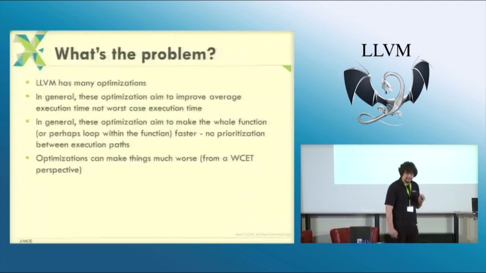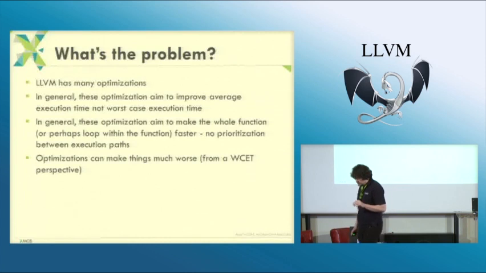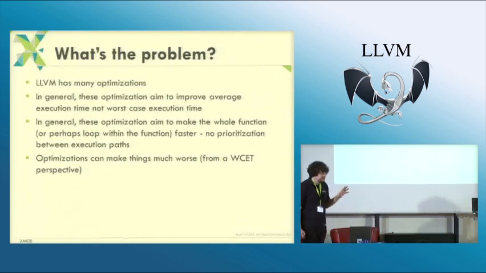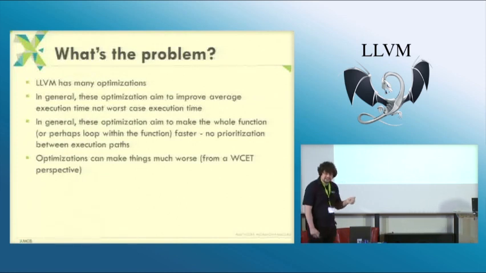Well, our problem at the moment is the LLVM optimizers, which are great, and we benefit a lot from them by using the toolchain, but they aim to improve average time, right? They aim to make a function or a loop run as fast as possible. They will think about a whole function, or maybe they might see a loop as hot or not, but they don't really separate out particular paths that you're interested in. And this means that from a worst case execution time constraint perspective, these optimizations can make things worse.